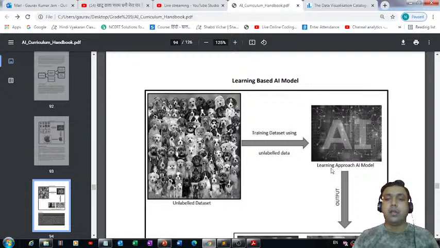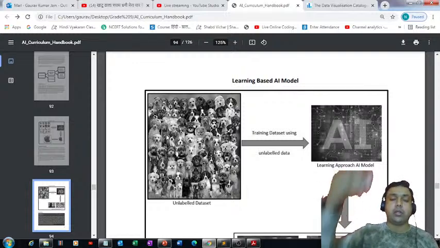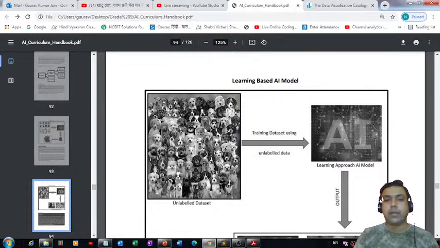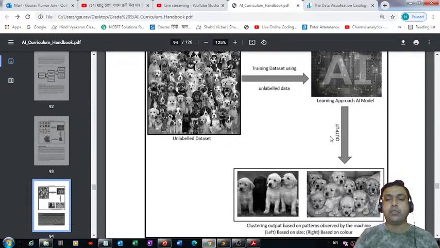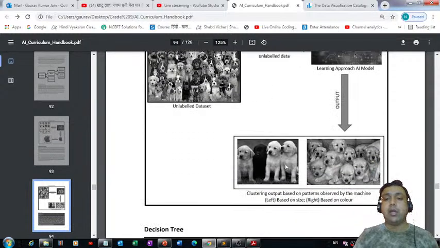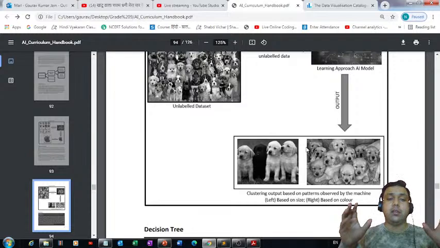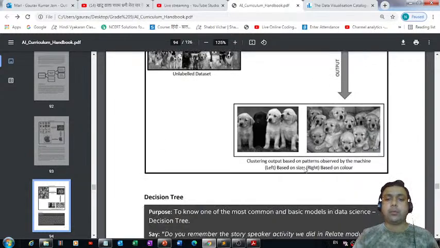Then you'll feed this unlabeled data to this artificially intelligent machine, which already has an algorithm with the help of which it can process this image in which 100 dogs are there. It will use a computer vision algorithm, we know that very well, because we are feeding this image-based data to this machine. Using this algorithm, it will now classify the objects present in this image. So this is what happens in the learning-based approach.